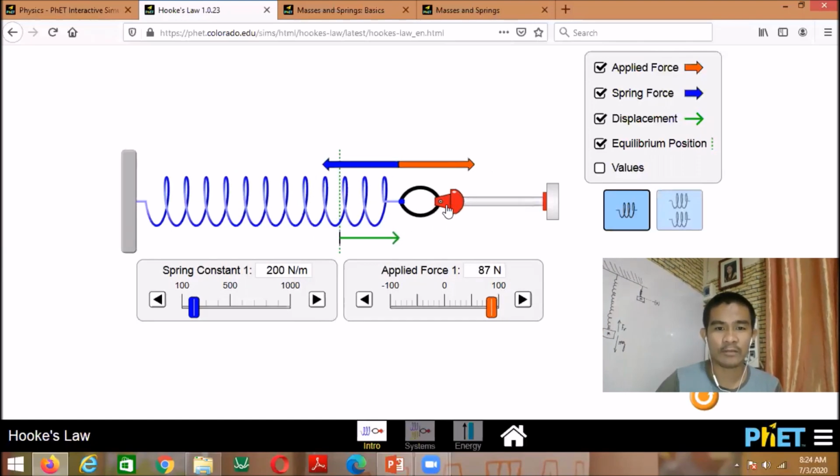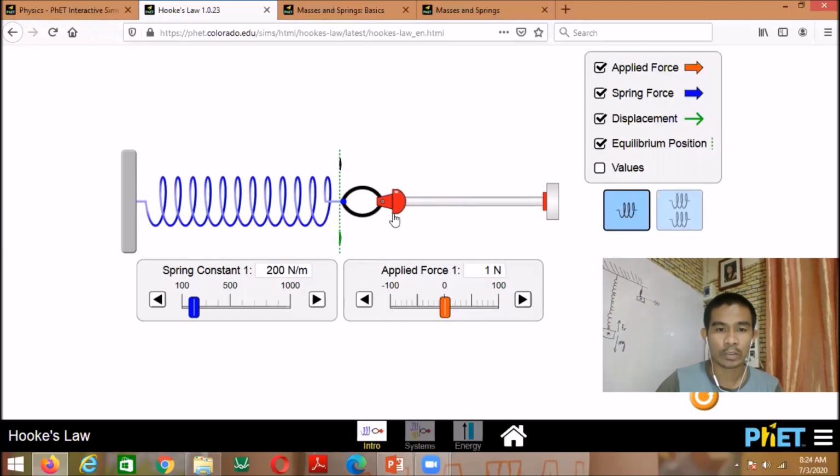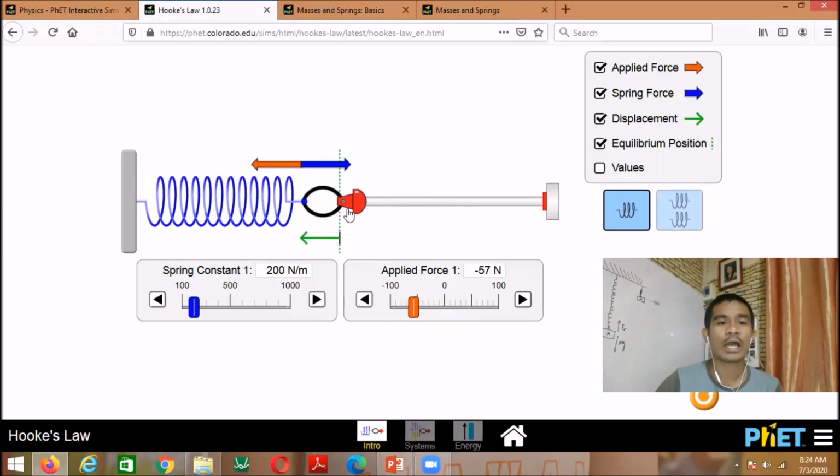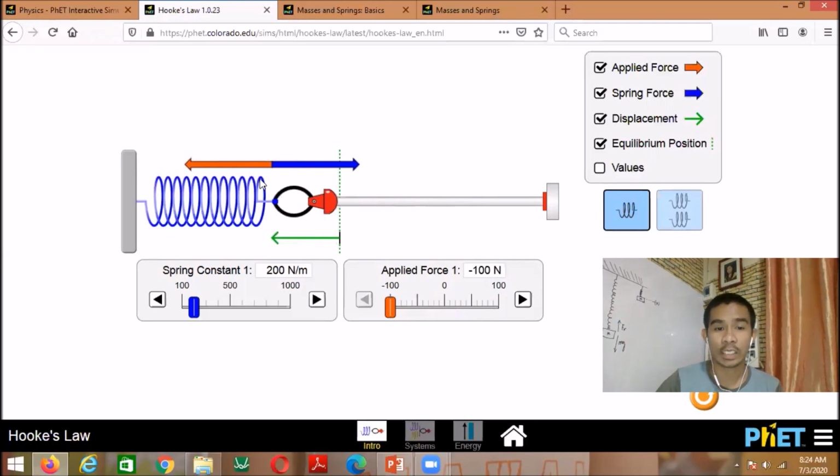Now, what if the applied force will compress the spring? What will happen to the displacement? It goes to the direction of the applied force, and the restoring force will be in opposite direction to the applied force as the reaction force. The reaction force is the restoring force, or the force exerted by the spring, and the direction of the displacement from the equilibrium position is in the same direction as the applied force, but in opposite direction to the spring's force. So that's what Hooke's law is.